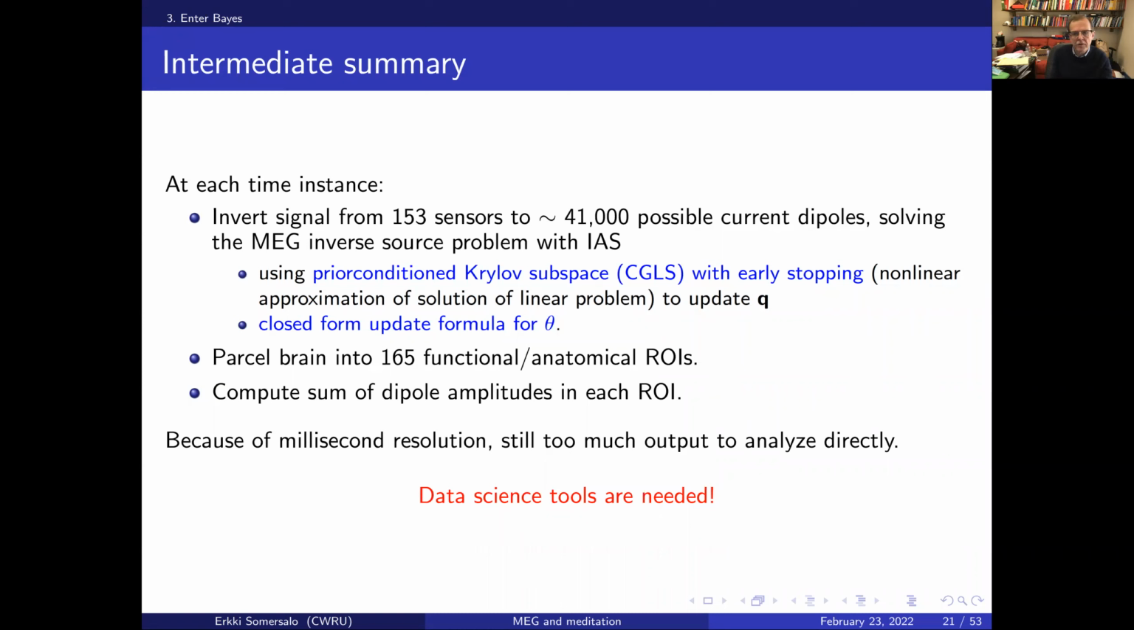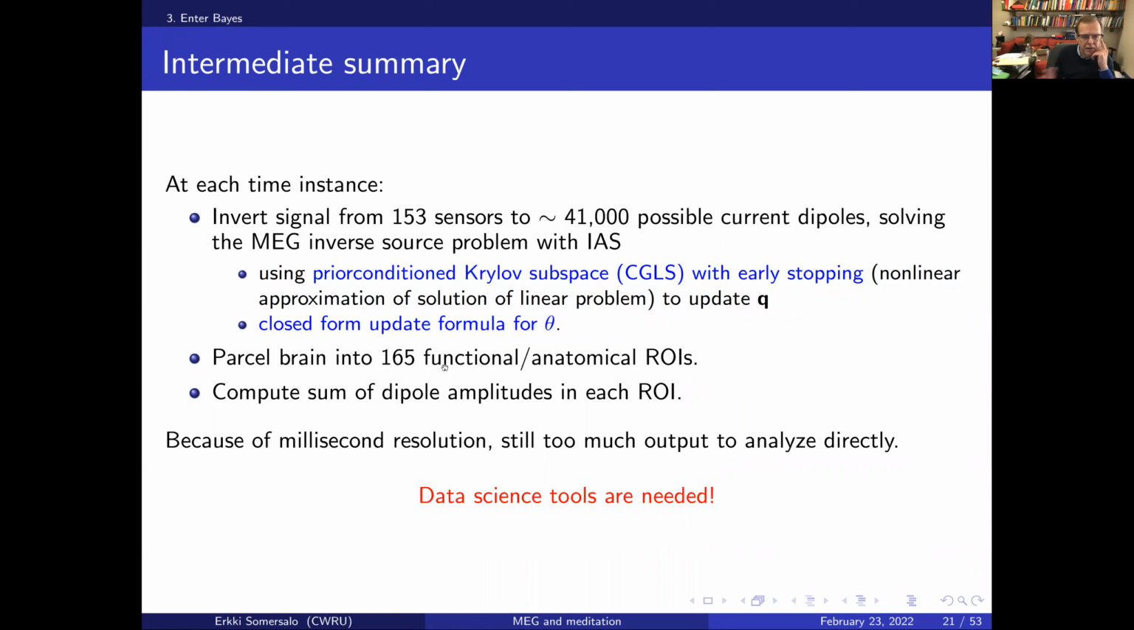The algorithm I'm not discussing here in detail. We made this least squares part, updating data really fast, by using certain prior conditions, Krylov subspace methods with early stopping. So there's a little bit of numerical analysis hidden here, but our inversion algorithm is relatively fast. And we are not really interested in single dipoles. We are really interested in brain regions.